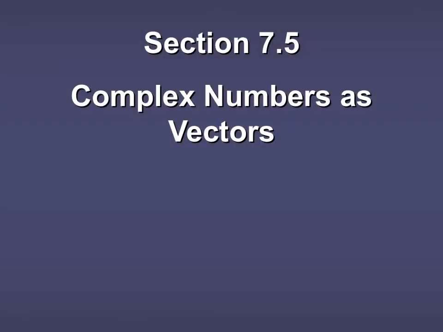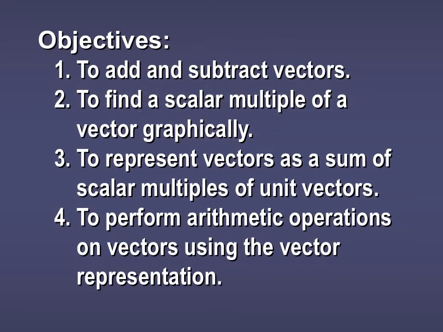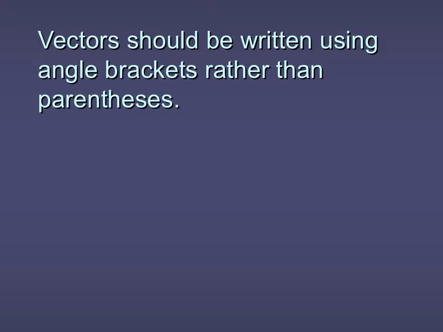All right, we're going to talk about vectors and how we can treat complex numbers as vectors. We're going to add, subtract, and do scalar multiples of vectors. We're going to do this analytically and also graphically, and we're going to show them both ways. We're going to represent vectors as the sum of scalar multiples of unit vectors, and then we get to perform arithmetic operations on vectors using vector representation.